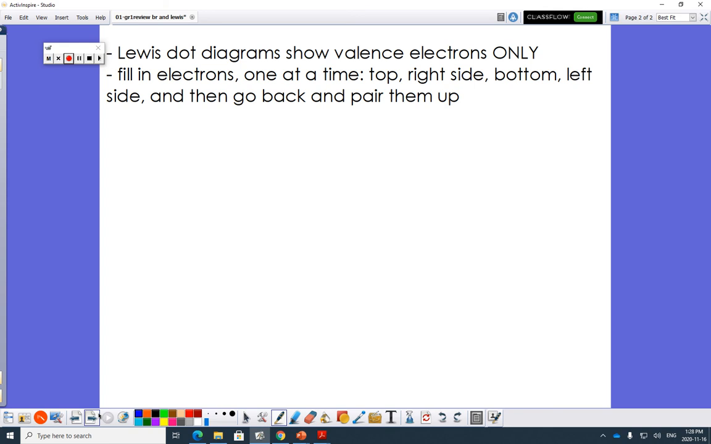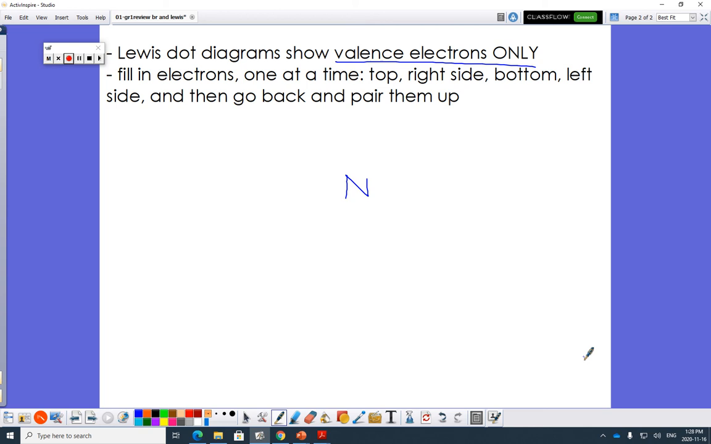So Lewis dot diagrams, whether it's a structure or a diagram, are going to be concerned with valence electrons only. So if you forget, or you're like, oh, this was a long time ago, then draw the Bohr-Rutherford diagrams first, because that will help you do this, okay? So what I wrote here says fill in the electrons one at a time, and then I said top right side. It's kind of like never eat shredded wheat, right?